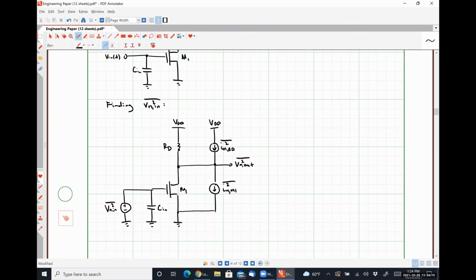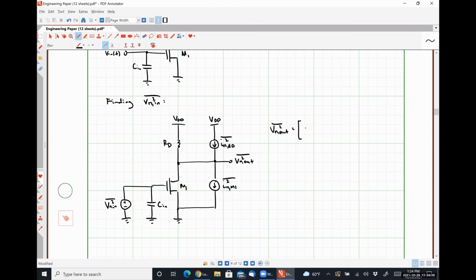So we should know right from the jump, effectively, that Vn out squared is 4 kBT gamma gm plus K gm squared over Cox WLf plus 4 kBT divided by RD. And just for the sake of argument, to make the math slightly easier, let's ignore channel length modulation and just say that it's going to be multiplied by RD squared instead of Rout in parallel with RD. I'm literally doing it because I'm running out of room. Okay, it doesn't actually change our relationships in any way, shape, or form.